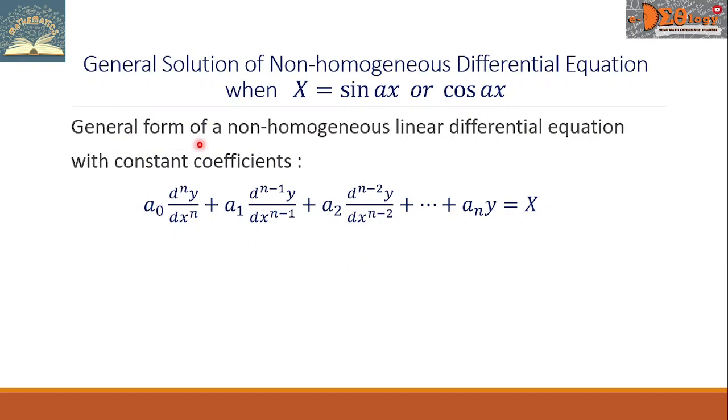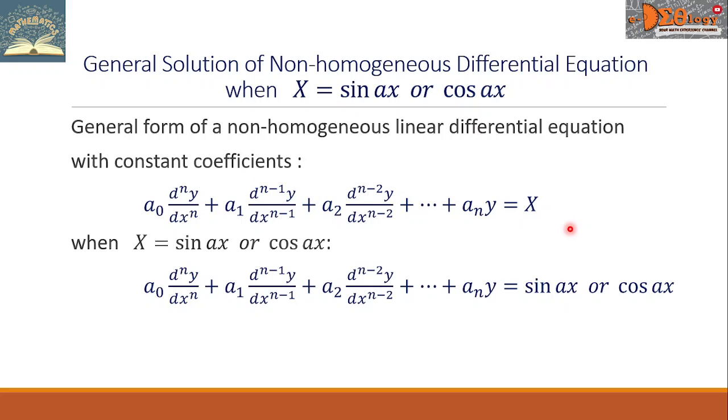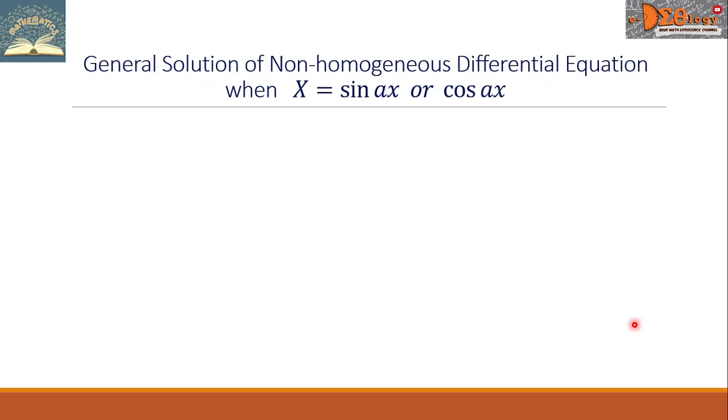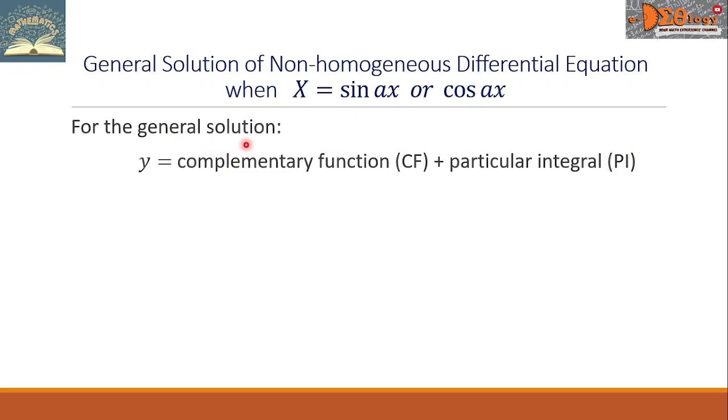This is the general form of a non-homogeneous linear differential equation with constant coefficients. This is the equation. Now, when capital X or the right side is equal to sine AX or cosine AX, the equation becomes like this. For the general solution, this is our formula. Y equals complementary function or CF plus particular integral or PI.